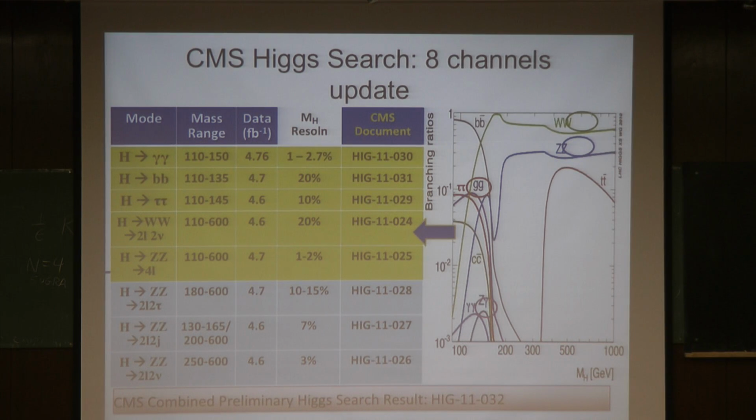So CMS had updated 8 of the channels with almost 5 inverse femtobarn, and this shows the branching ratios of the Higgs to the different modes. And so in the plots of limits that we're going to be seeing, we're going to see features when the WW enters, when the ZZ enters. So these branching ratios bear on the cross-section that we measure, times efficiency times acceptance, okay?